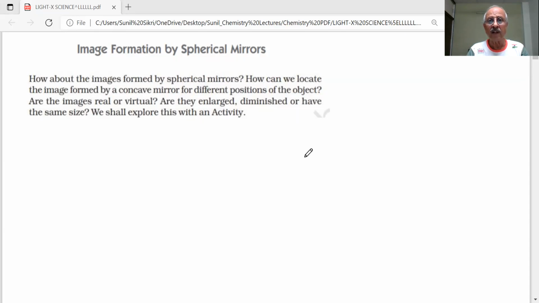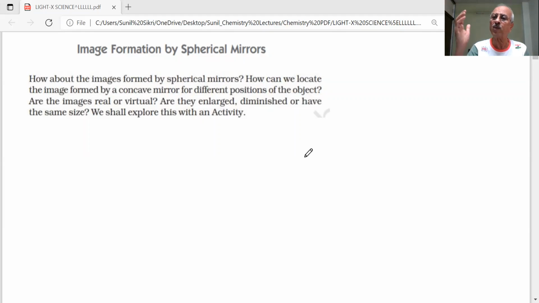We told you that when light is falling on the object, and if I place a mirror, plane, concave or convex, what will happen? Rays of light will be reflected from every point, and they will form an image. But the formation of image in a plane mirror is simple because it is virtual, erect.